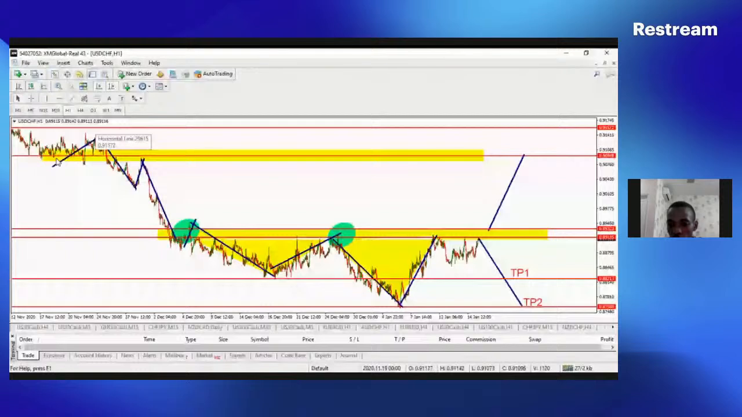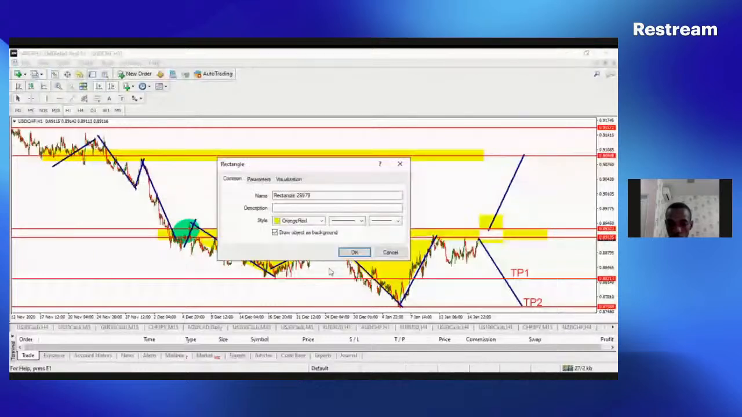Let me put the stop loss here. So my stop loss would be somewhere here. And then that's my first take profit. So I'll put my first take profit over here.